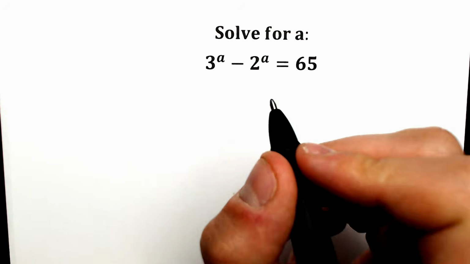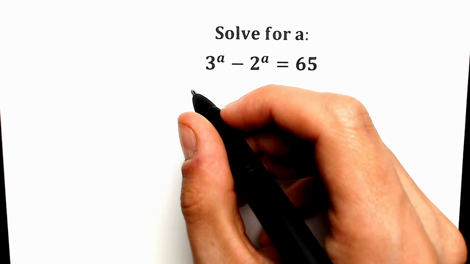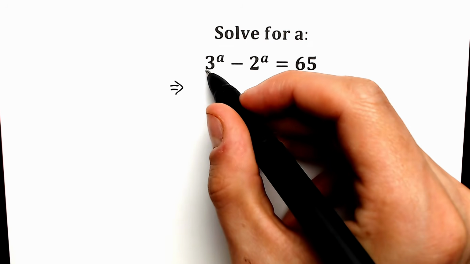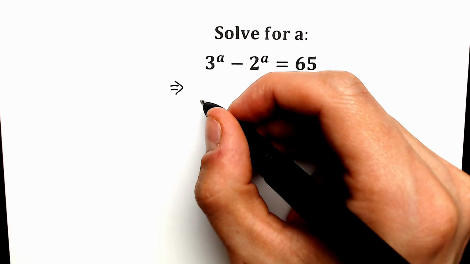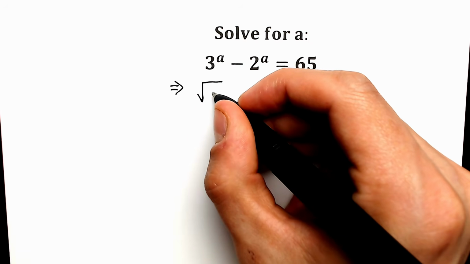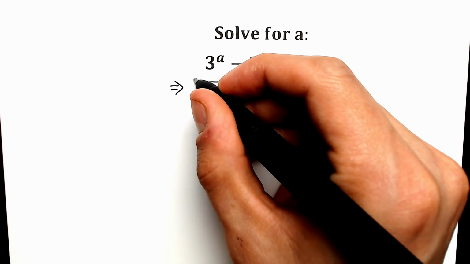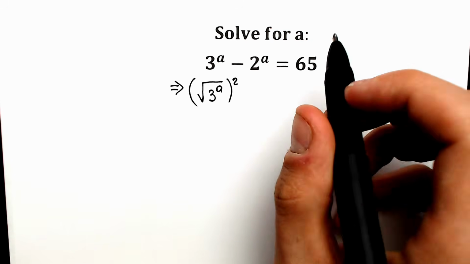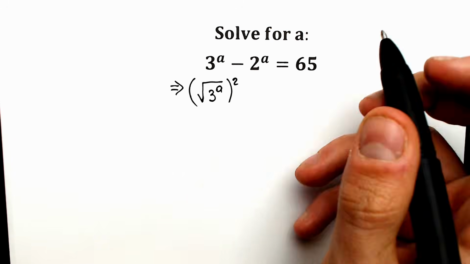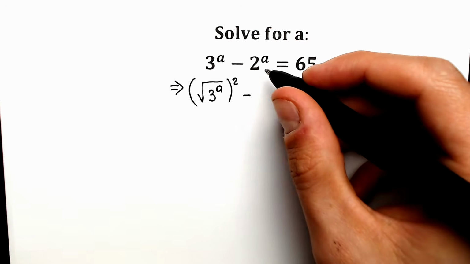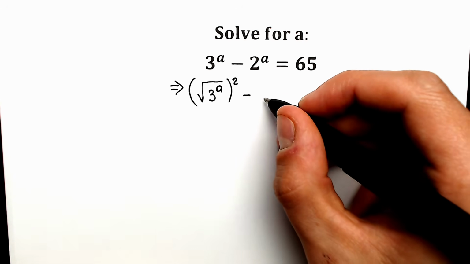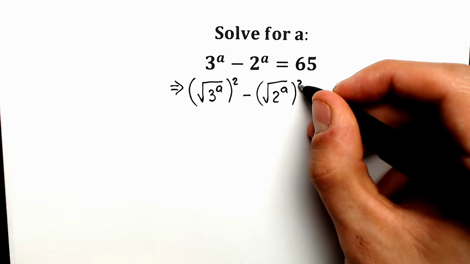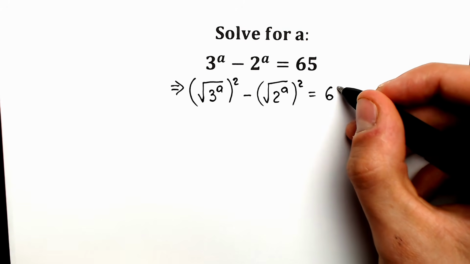Okay, so first of all, I want to use a really interesting and great trick. I want to create a difference of squares, so instead of 3 to the power a, I want to write the next expression: square root of 3 to the power a, raised to the power 2. It changed nothing because we can easily cancel these two with this square root sign. And I'm going to do the same thing with 2 to the power a. So we have square root of 2 to the power a, raised to the power 2, equal to 65.